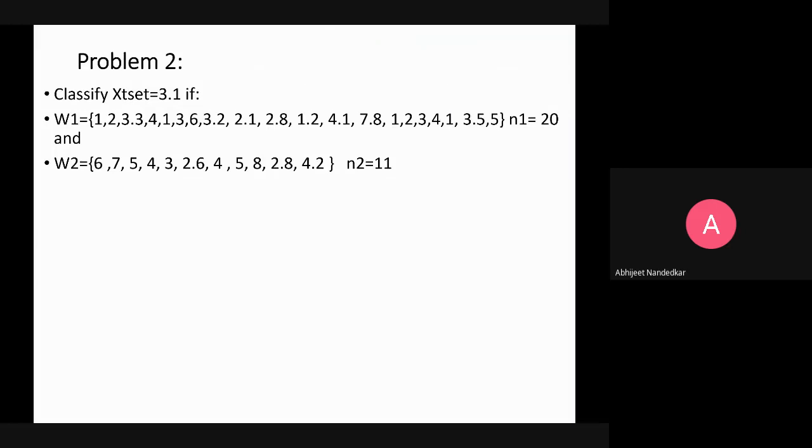Now we take another problem. The problem is to classify x test equal to 3.1. You are provided two lists. This is for omega 1 and this is for omega 2. So this is the class 1 list and this is the class 2 list. I am asked to do this classification based on KNN estimation.